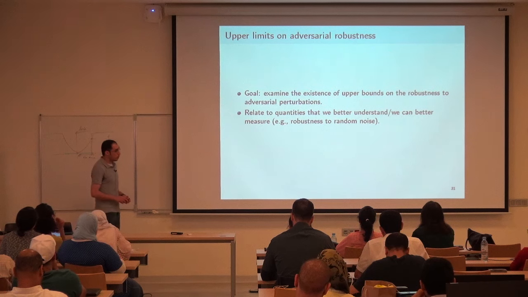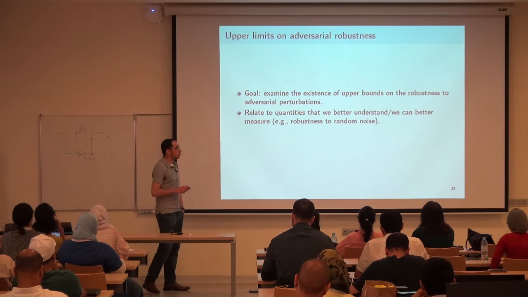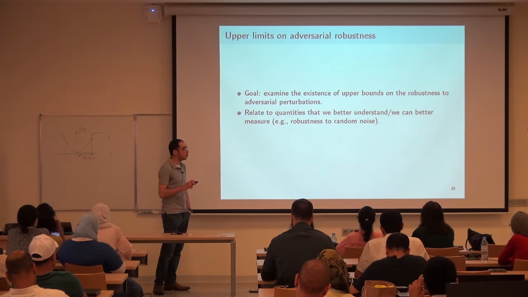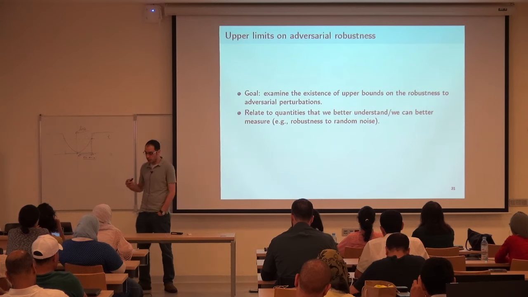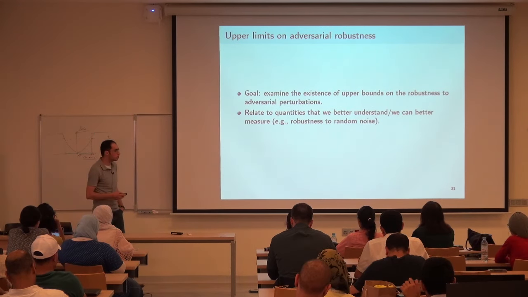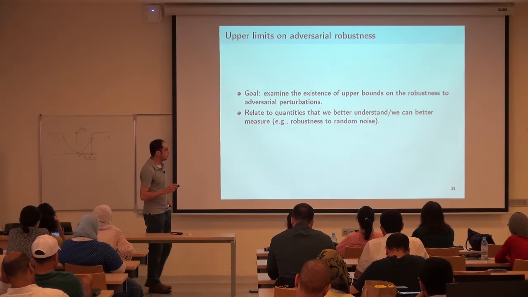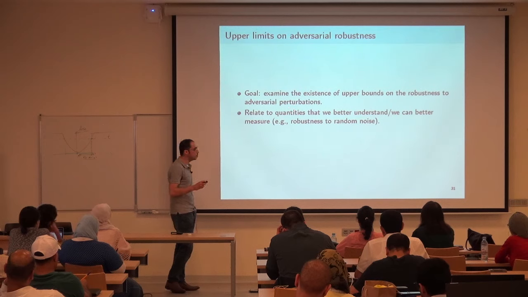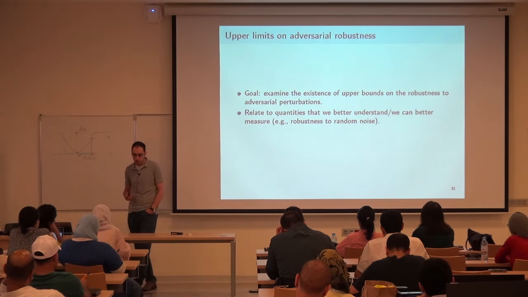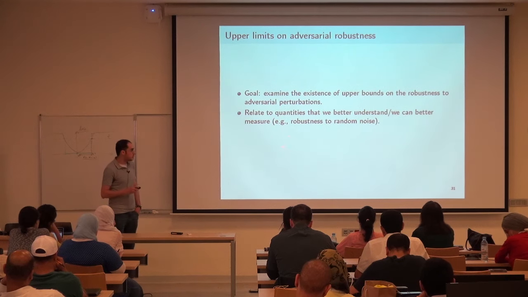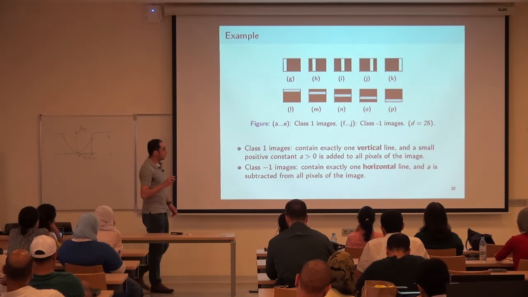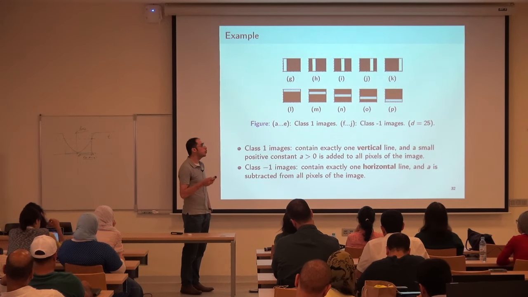One way of trying to understand robustness to adversarial perturbation is to exhibit upper bounds. What you'll see here are upper bounds on the robustness, so you cannot achieve a robustness bigger than this. If we want useful upper bounds, we need to relate them to quantities that we have a better understanding of. So we see, for example, a bound with respect to robustness to random noise, which we understand better. But before going to a bound, I just want to highlight some intuition.